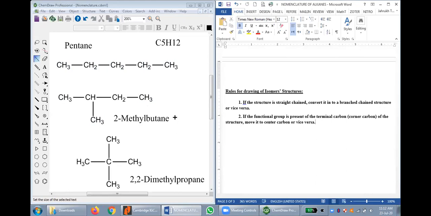Or vice versa, if he gives you 2-methylbutane as a part of a question, which is a branch chain structure, it has one branch, you can convert it into a straight chain structure as an answer to your question. Do you get my point?